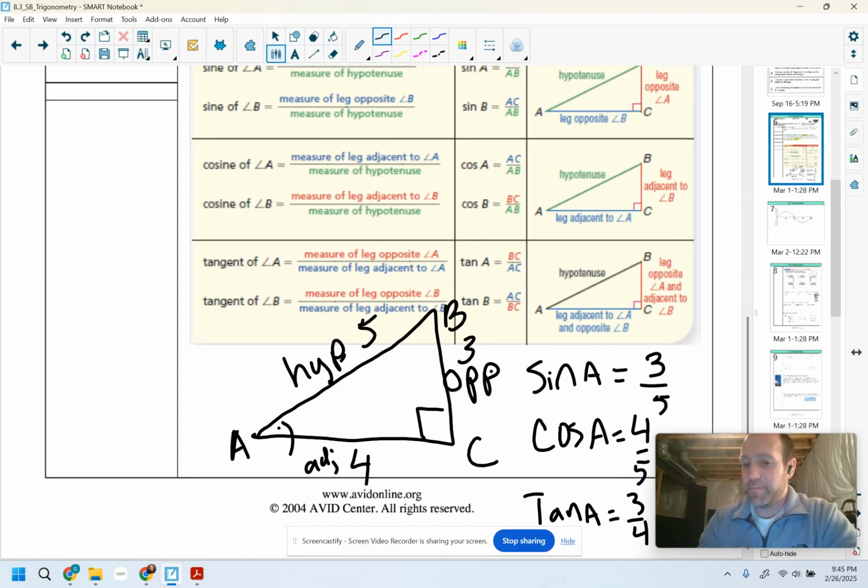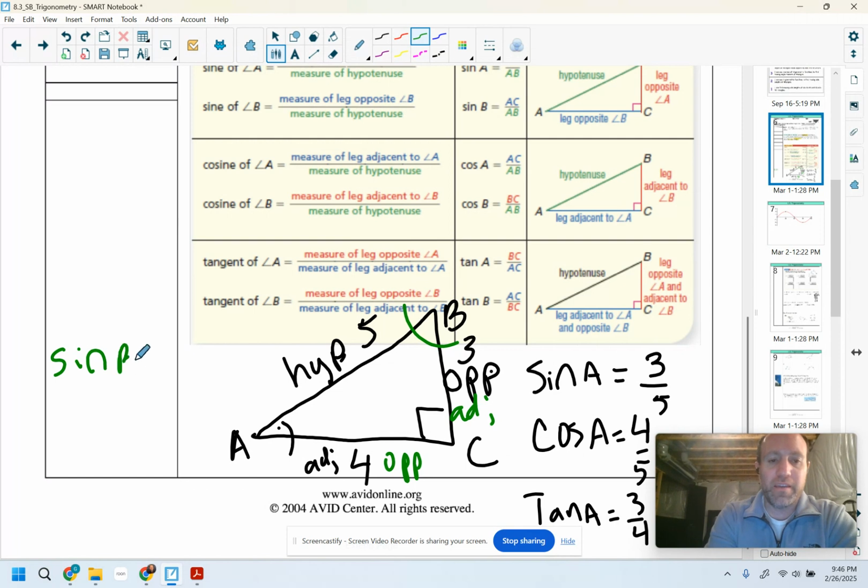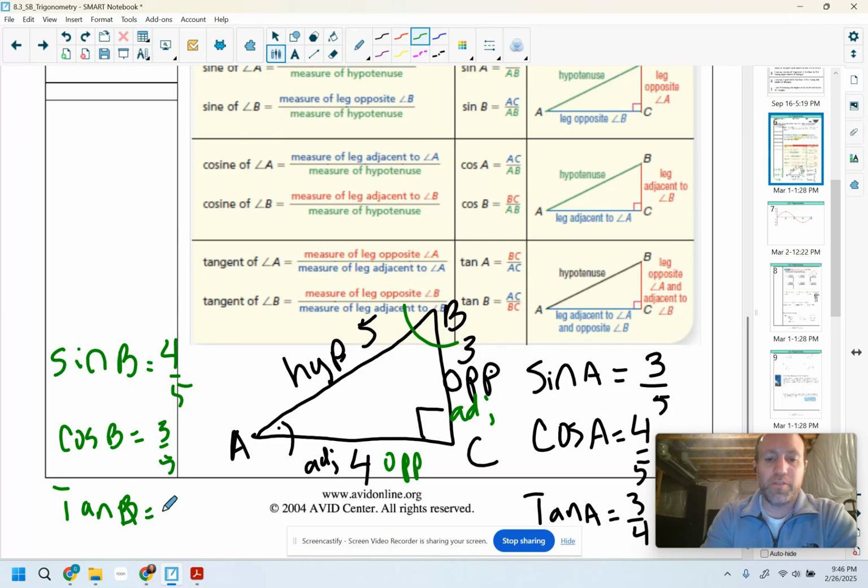And likewise, we could do the same thing again, this time with angle B, where the opposite side is going to be here and the adjacent side is here, and the hypotenuse stays the same. So when we do sine of B, our opposite over our hypotenuse is going to be 4 over 5. The cosine of B is 3 over 5, and the tangent of B, which is the opposite over the adjacent, is 4 over 3.